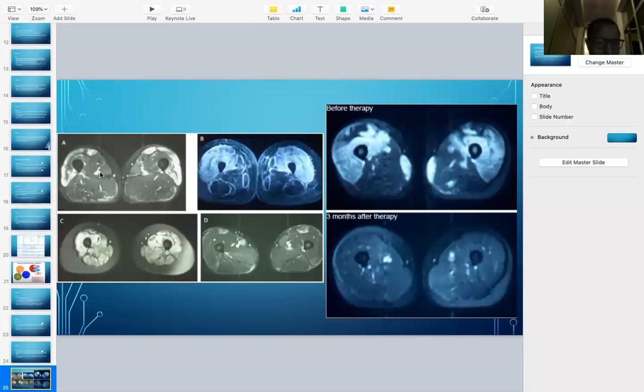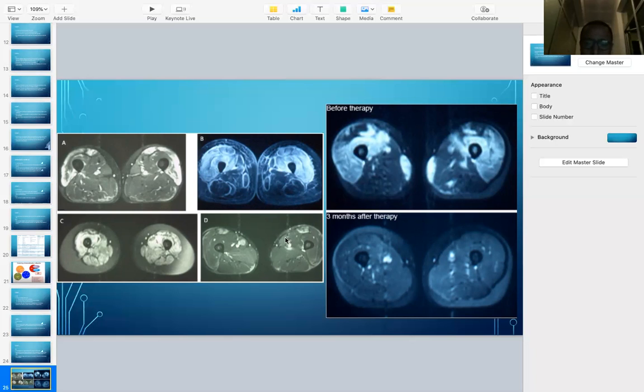And these are T2 images with fat suppression, where the increased signal intensity shows the active inflammatory muscles, as you can see here. Increased signal intensity in the extensive involvement. Both extensors and flexors of the thigh are involved here.